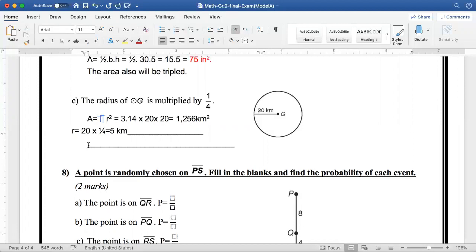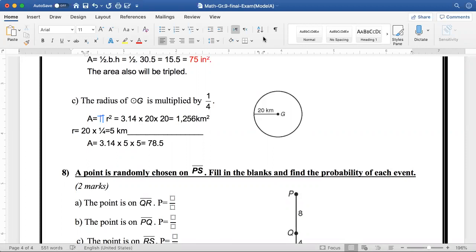So let's calculate now the new area when the radius is equal to 5. Now the area will be 3.14 multiplied by 5 multiplied by 5. So 3.14 multiplied by 5 squared. So it is 3.14 multiplied by 25. It is 78.5. When you divide the old area 1256 by 78.5, you will get 16.